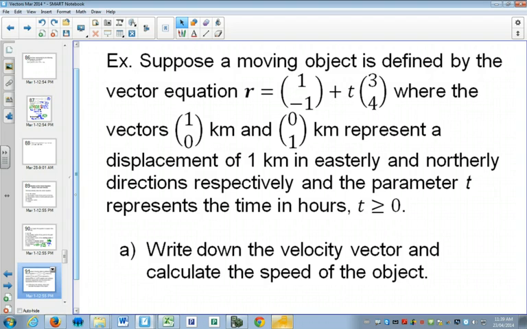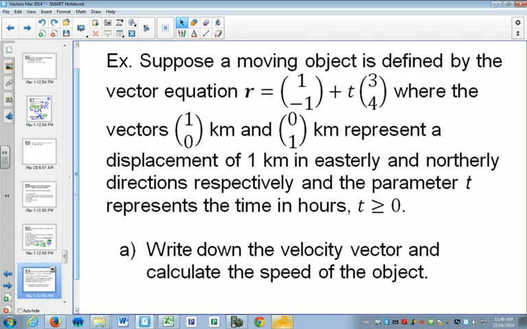All right, so we have an object. This is its definition. It's starting at some point (1, -1). It's traveling 3 to the right, then 4 up. This (3, 4) would be its velocity vector. And t is time. So we're dealing with kilometers here because they're telling us that these are our basic vectors: 1 kilometer east and 1 kilometer north. Because if you go positive 1 in the x direction, does that make sense that you'd go 1 towards the east? And positive 1 in the y direction would be 1 kilometer to the north.